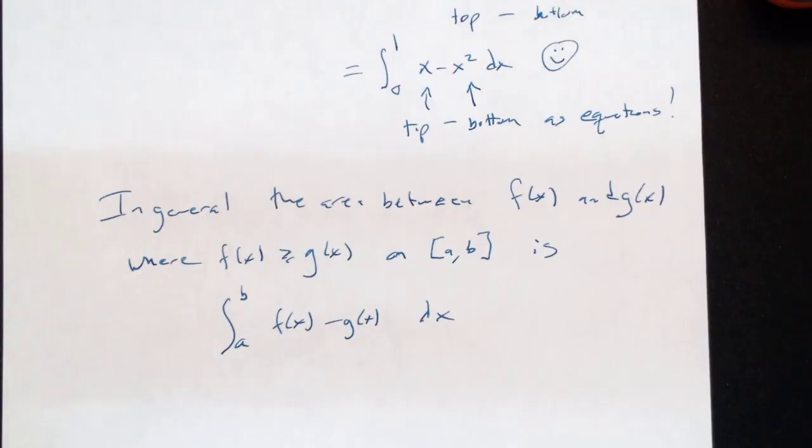As long as I know a left boundary, a right boundary, a bottom boundary, and a top boundary, I can find the area between those boundaries. So from a to b on the left and right, and from g of x on the bottom and f of x on the top, this is the area.